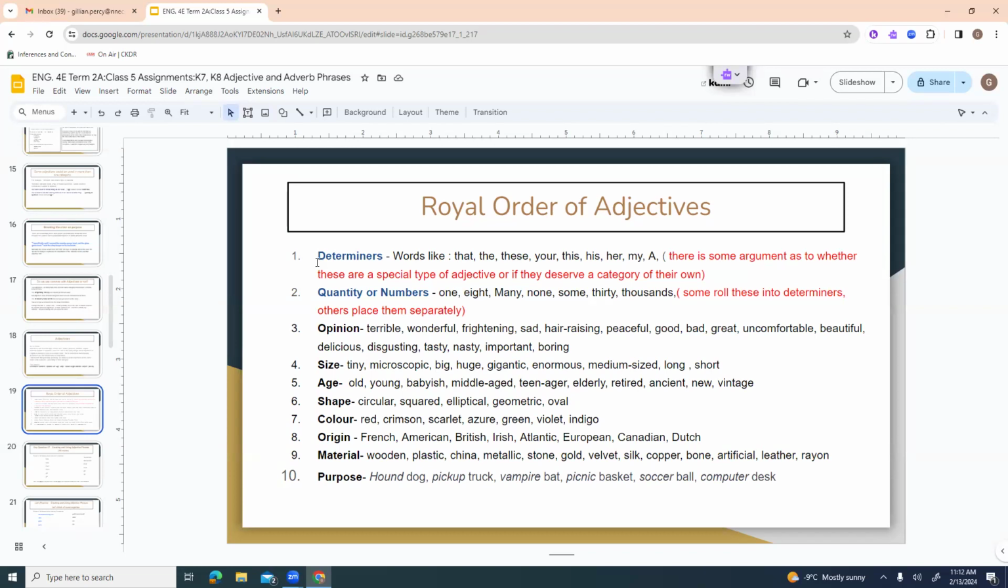And instinctively, whether we realize it or not, if you are familiar and comfortable and grew up speaking English, this is the order we generally put things in. We put the determiners first, quantity or numbers next, our opinions or the quality next, then size, then age, then shape, color, origin, material, and then purpose.